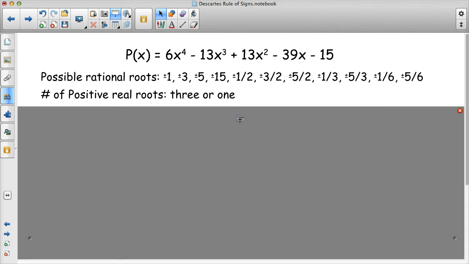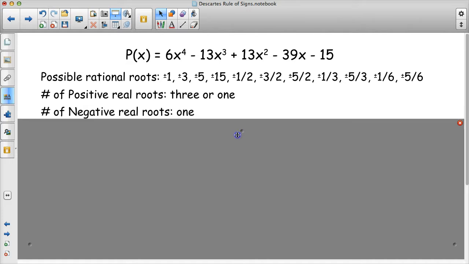And we know that because we looked at the sign changes between each consecutive term. And we found that there were 3 sign changes, so there's either 3 positive real roots or less than that by an even number. So it's either 3 or 1. That means at least one of the positive rational roots has to be a zero.